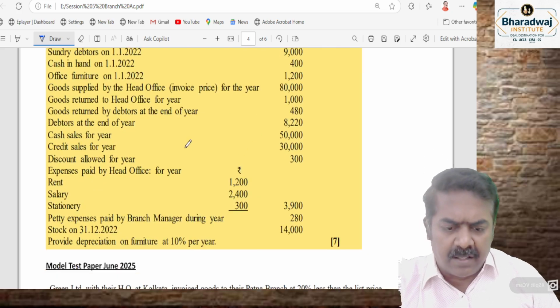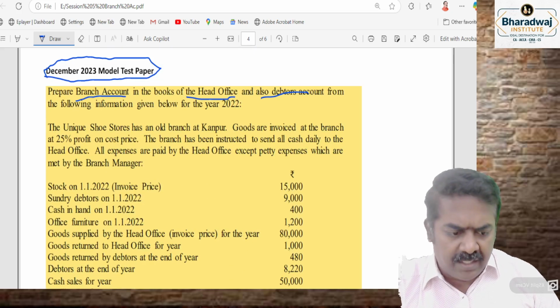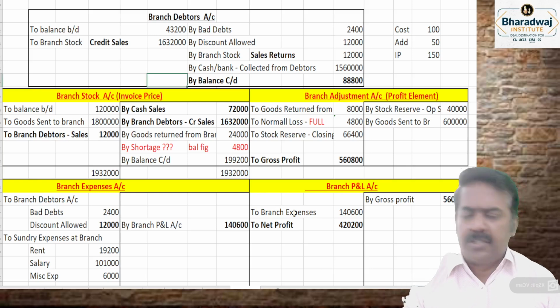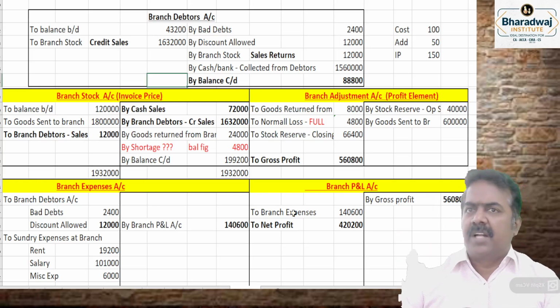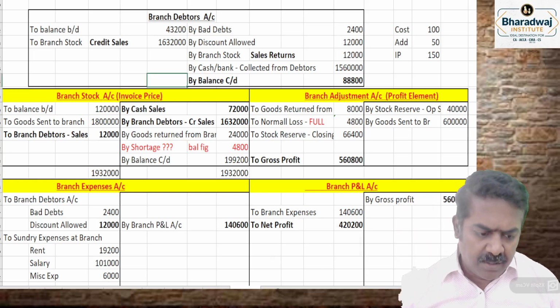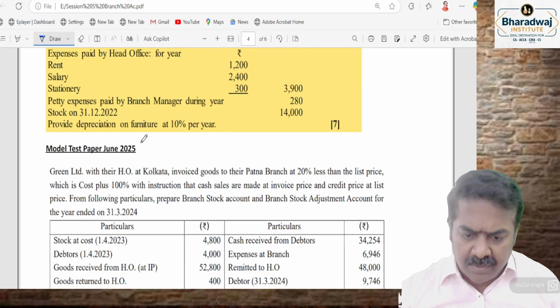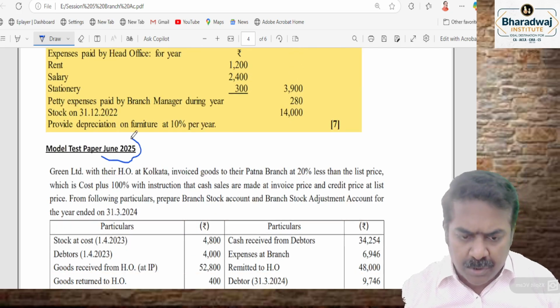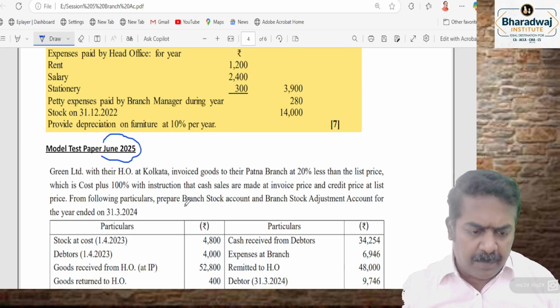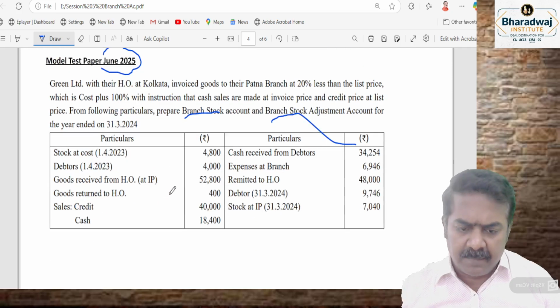So this is coming under which system? Debtors system. Just prepare the branch account. We saw it earlier in the model, right? Branch account, you do it. That is the question. Thereafter, model test paper of June 2025, where you have to prepare branch stock account, branch adjustment account, all those things they ask for.